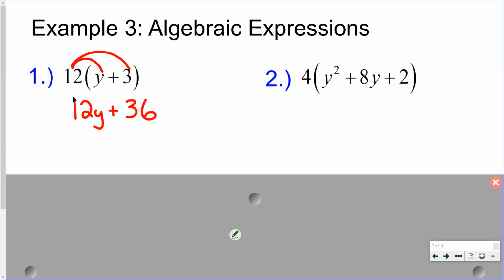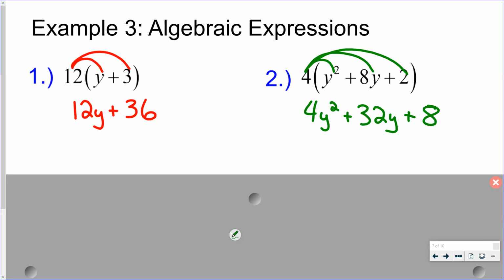So let's look at the next one. We have 4 times y squared plus 8y plus 2. I cannot combine any like terms inside the parentheses, so I'm going to distribute my 4 to everything inside of the parentheses. This time, my 4 is going to be multiplied by 3 different terms. So 4 times y squared gives us 4y squared plus 4 times 8y. Well, I need to do 4 times 8 first. 4 times 8 is 32. Throw on the y. And then plus 4 times 2 is 8. I cannot combine these because they are not like terms, but I did simplify it because I got rid of the parentheses.